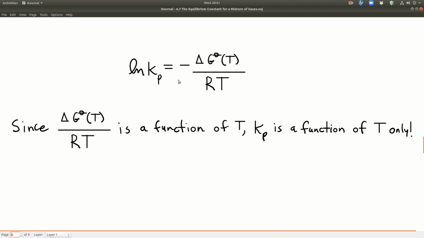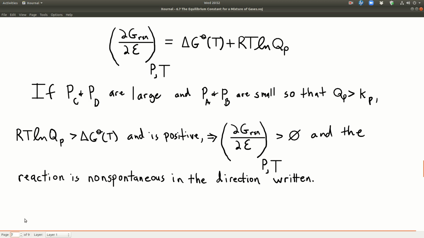Rearranging that equation, we get negative delta G under standard conditions, which is a function of temperature, over RT, is equal to the natural log of K sub P. This side right here, everything depends only upon T, the temperature. That means that this term right here must also only depend upon temperature, which means that K sub P is a function of temperature only. So the equilibrium constant is a constant at a given temperature.